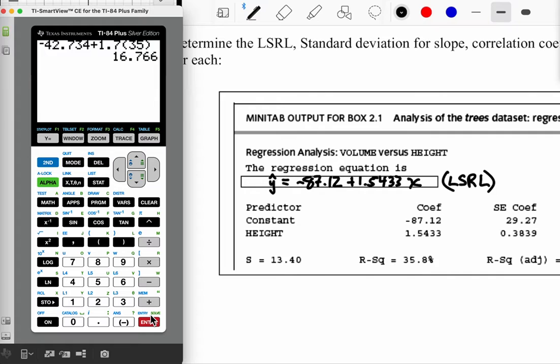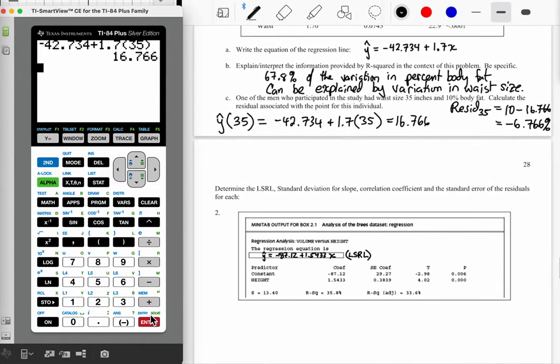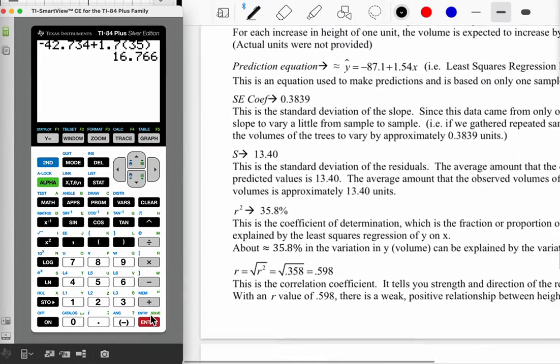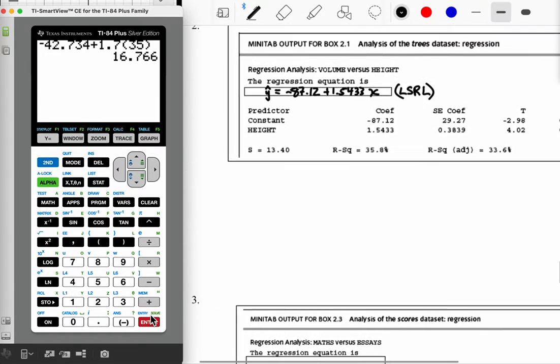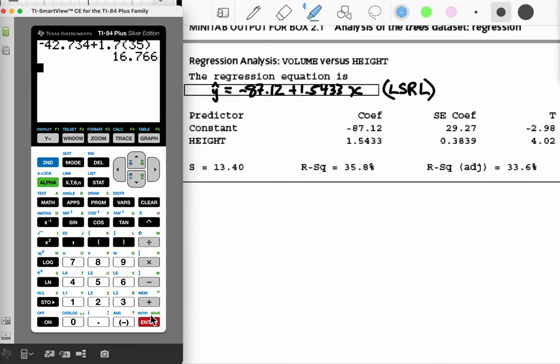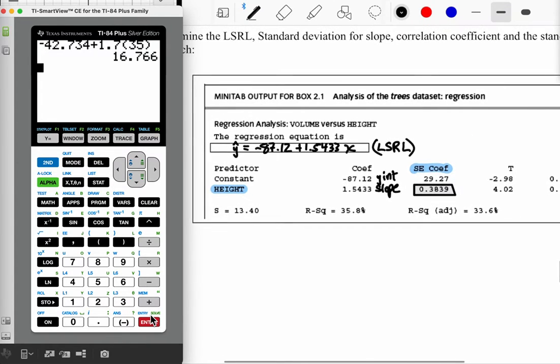So standard deviation for the slope, you go back to that page that has all the breakdowns on it, but the standard deviation for the slope is SE coefficient. Well, which one? You see we have 2 possible SE coefficients. The height represents the slope. So again, this is the y-intercept, and this is my slope. So when I talk about the standard deviation for the slope, I want SE for height.